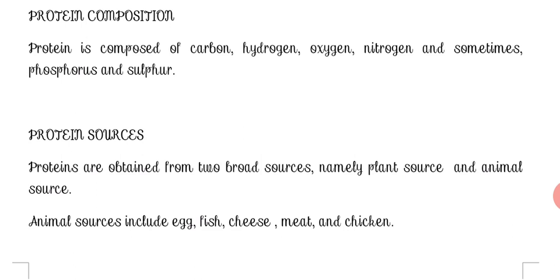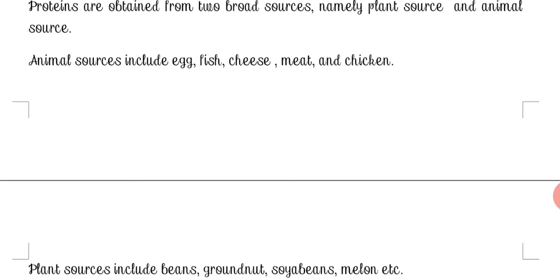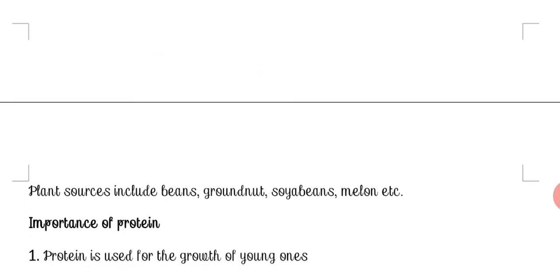Protein sources. Proteins are obtained from two broad sources, namely plant source and animal source. That is to say, we have plant protein and we have animal protein. For instance, animal sources include egg, fish, cheese, meat, and chicken. Furthermore, we have plant sources, and these include beans, groundnut, soybean, melon, etc.